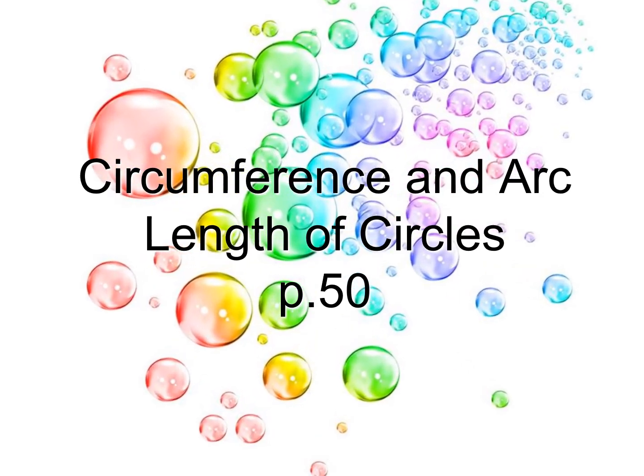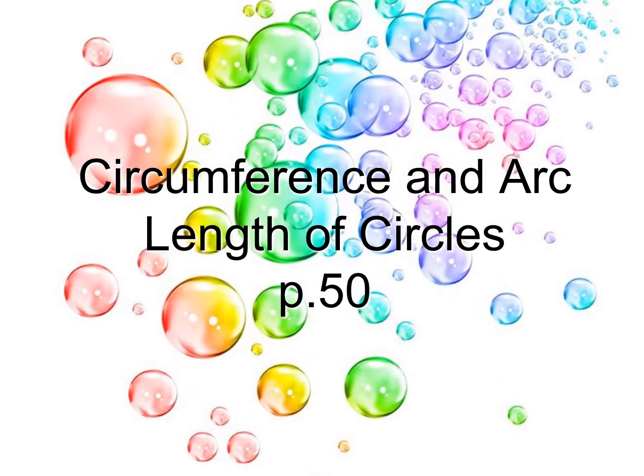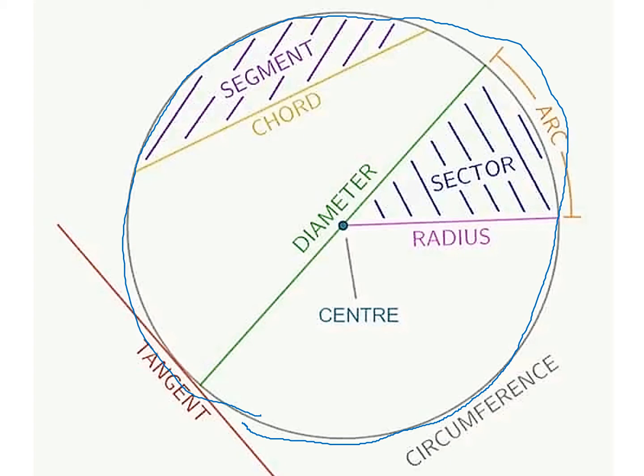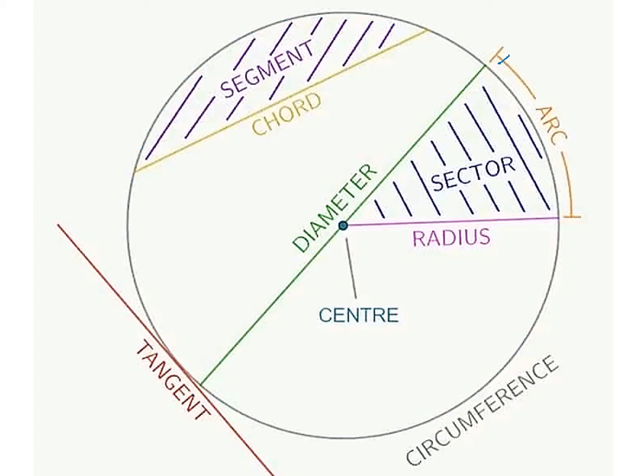Okay, circumference and arc length of circles, page 50 of your notebook. Remember all the parts that you need to have. When you're talking about circumference, you're talking about the length all the way around the whole circle. And when you're talking about arc length, you're just talking about how long it is from one little piece. So arc length is part of the circumference, but it's just a certain part depending on how many degrees your angle is.